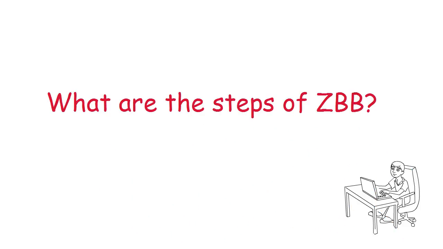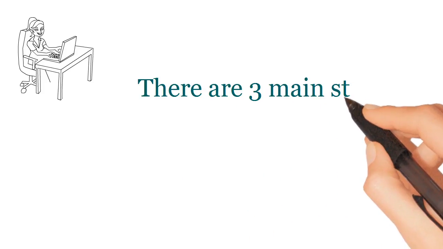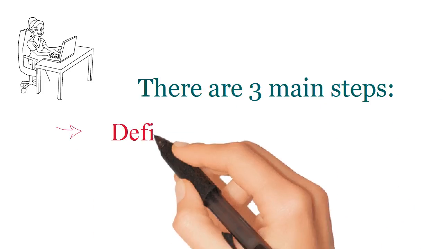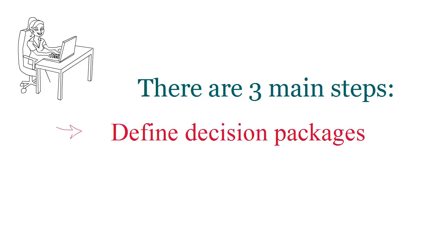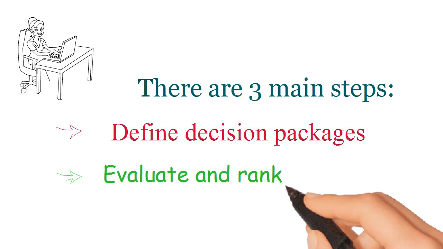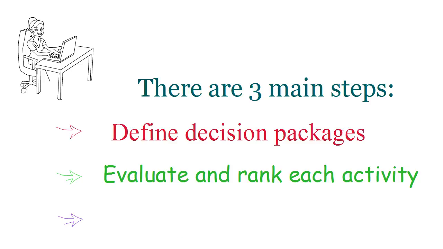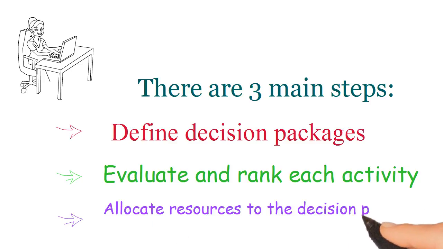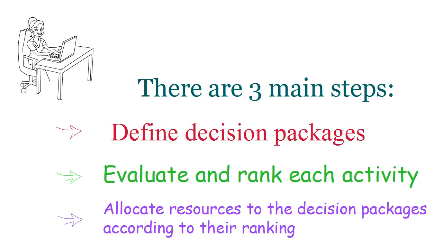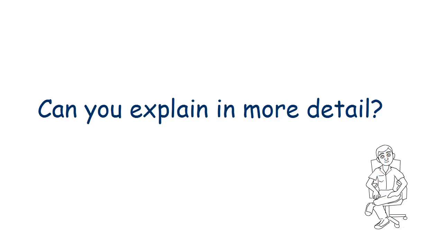What are the steps of ZBB? There are 3 main steps. Define decision packages. Evaluate and rank each activity. Allocate resources to the decision packages according to their ranking. Can you explain in more detail?